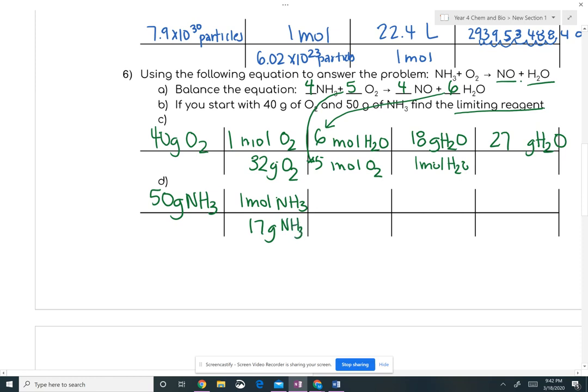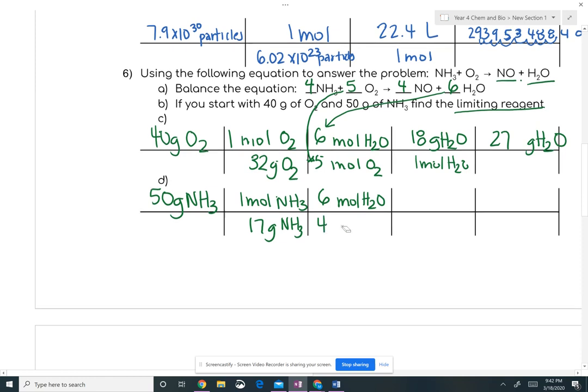Then I'm going to do the same thing. I'm going to use a mole ratio. So I want to go again to H2O. So I'm going to have moles of H2O, and I'm going to take that 6 that's right in front of that balanced equation. And then I'm going to get moles of NH3. So this should be 4 moles of NH3. My bad.